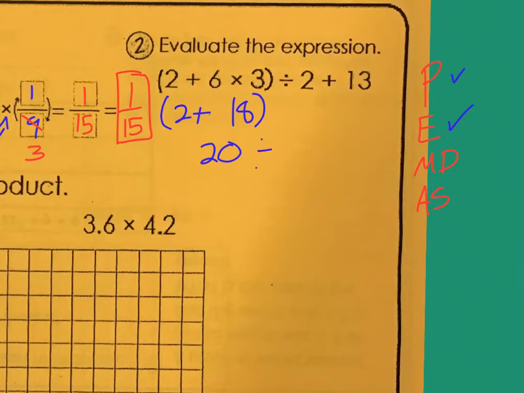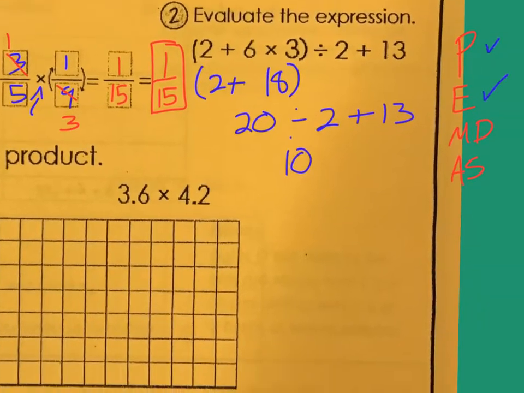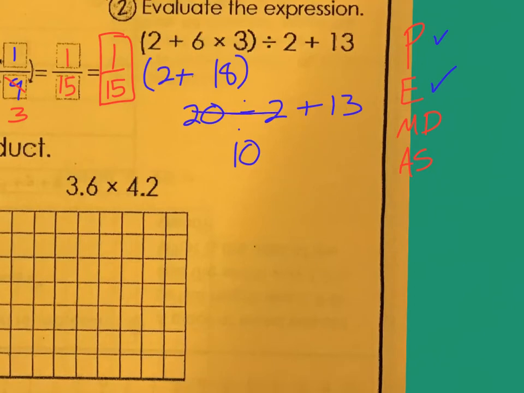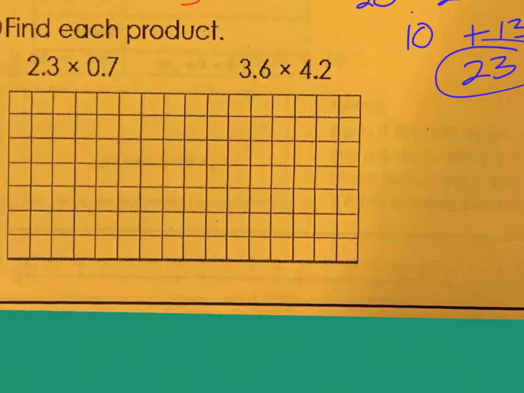So, divided by 2 plus 13. Okay, so I can either divide or I can add first. Well, it tells me right here, if I look at my checklist, I'm going to multiply and divide before I add and subtract. So, we're going to start here. So, 20 divided by 2 is 10. That is gone, so I'm going to cross it off. Then we bring down the 13. So 10 plus 13, 23. There's my answer. Hopefully that makes sense to you.